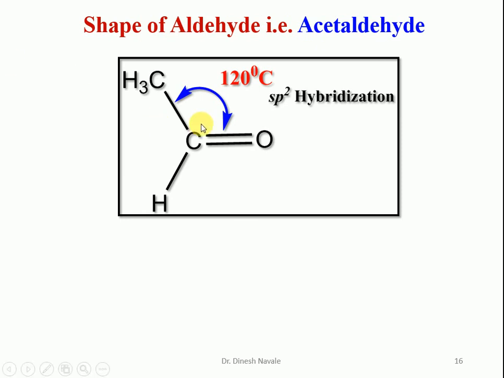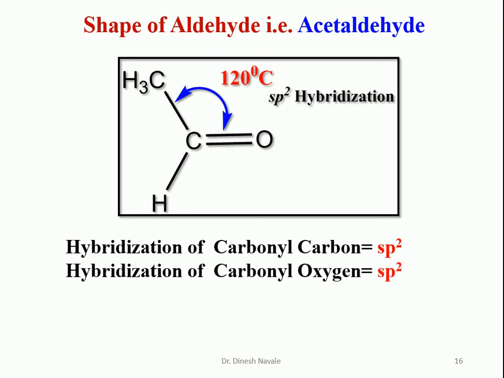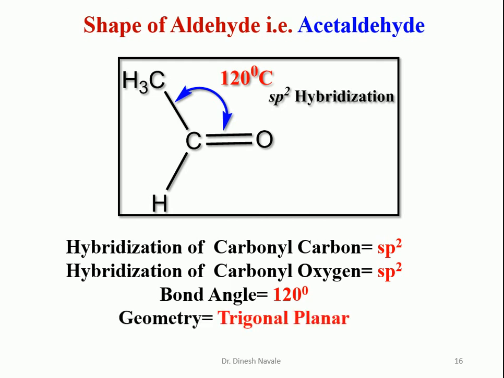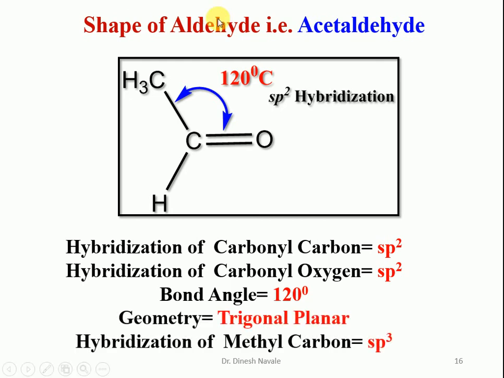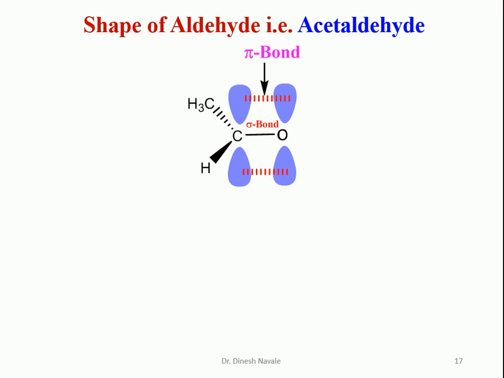In case of the acetaldehyde also the same thing is there. This carbonyl oxygen is sp2 hybridized, bond angle is 120, geometry is trigonal planar. So the hybridization of the carbonyl carbon is sp2, carbonyl oxygen is also sp2, bond angle is 120 degrees, geometry is trigonal planar, whereas the hybridization of the methyl carbon in case of acetaldehyde is sp3. Now we are going to see how the acetaldehyde molecule is formed during the hybridization.